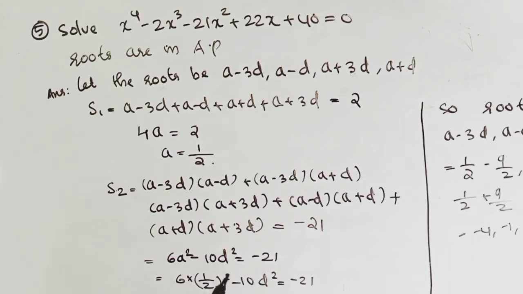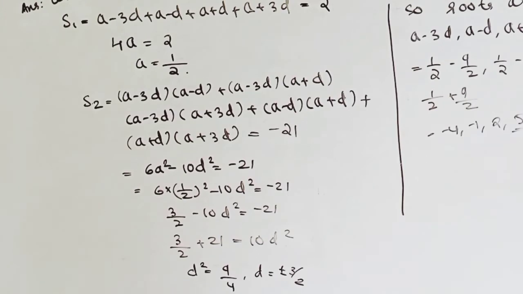6 into 1 by 2 whole square minus 10d square is minus 21, since we have got earlier that a is 1 by 2. So 1 by 2 whole square is 1 by 4. 6 into 1 by 4 is 3 by 2, minus 10d square is minus 21. That is 3 by 2 plus 21 is 10d square, and d square is 9 by 4. So d will be plus or minus 3 by 2.